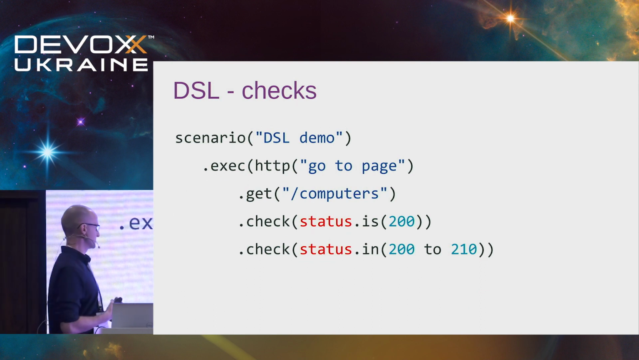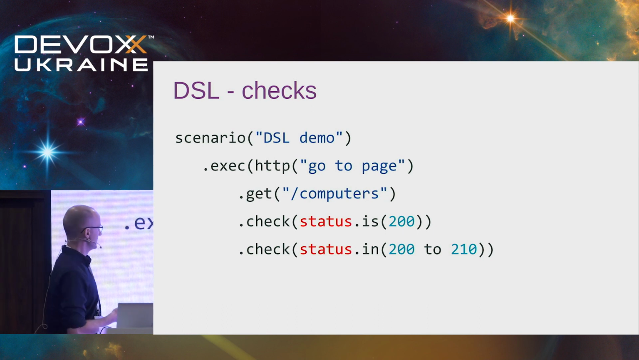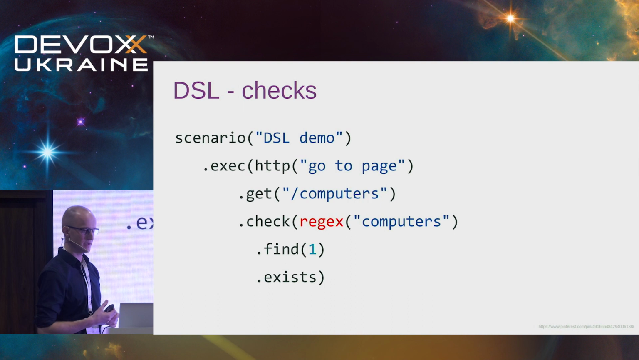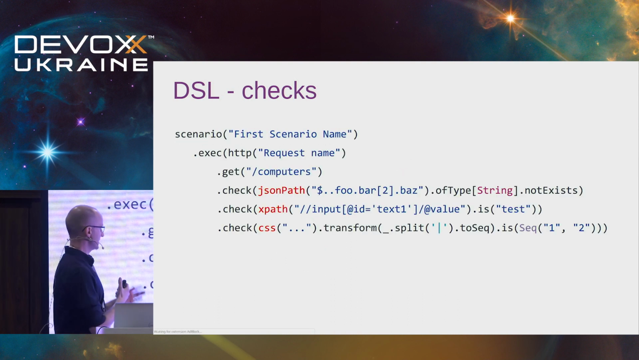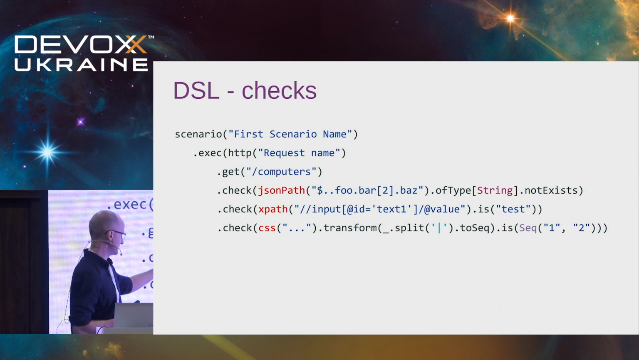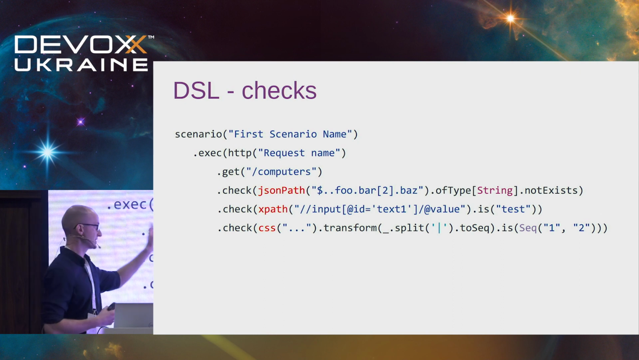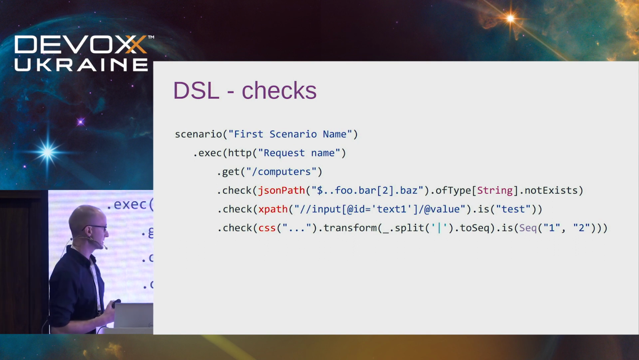Okay, more on the DSL. Each response should be somehow validated, and you can validate the status like on the slide. You can validate the payload using some regular expression. Basically, you can validate everything in the payload using regular expressions, but I would recommend using built-in support for parsing JSON, XMLs, and even CSS selectors for HTML responses. I will not waste your time explaining how it works under the hood. You can check it in the documentation.